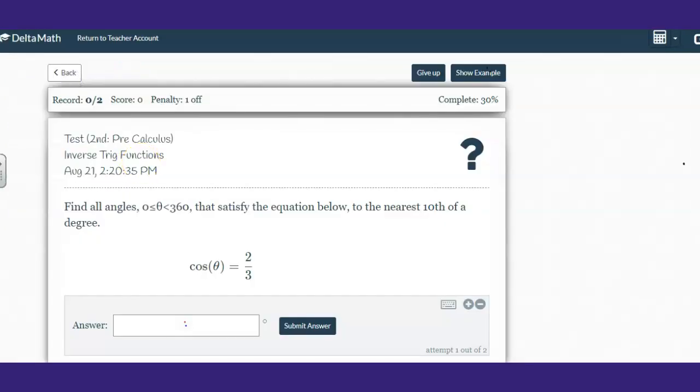Same type of problem. This problem says find all angles from 0 to 360 that satisfy the equation below to the nearest tenth of a degree, so round to one decimal. Before I begin this one, I'm going to use the whole unit circle. If you remember, everything is positive here. Sine is positive here, tangent is positive here, and cosine is positive here. So I'm looking for cosine where it's positive. It's positive here, and cosine is positive here.